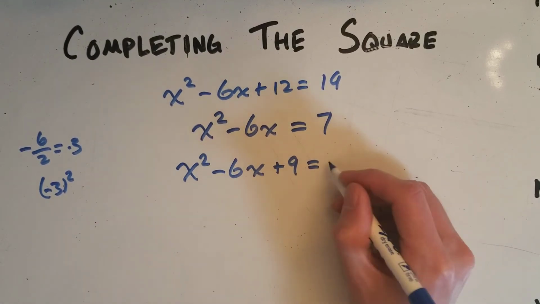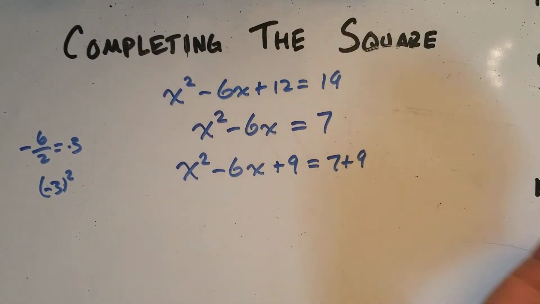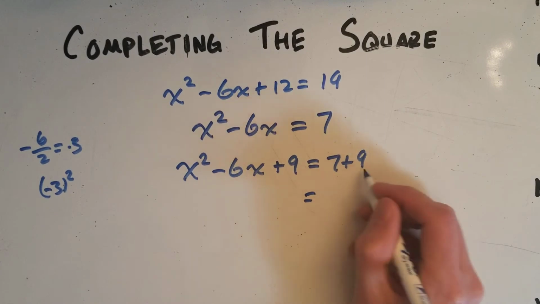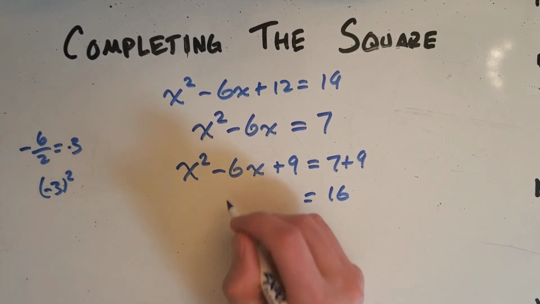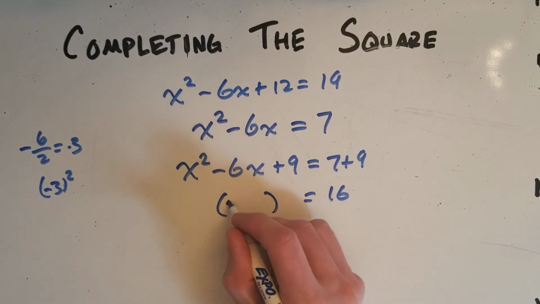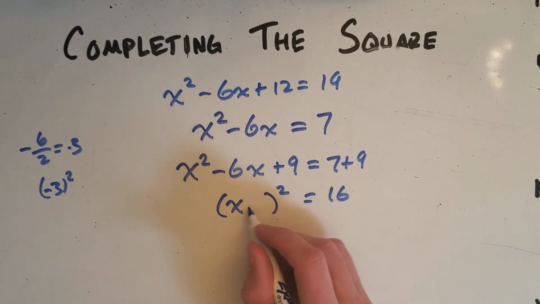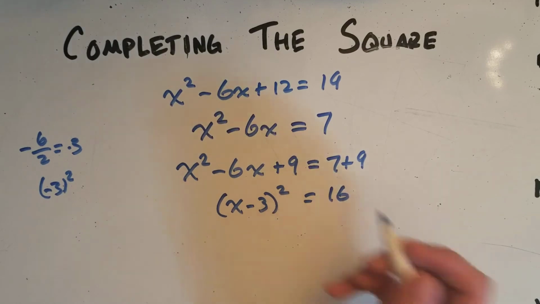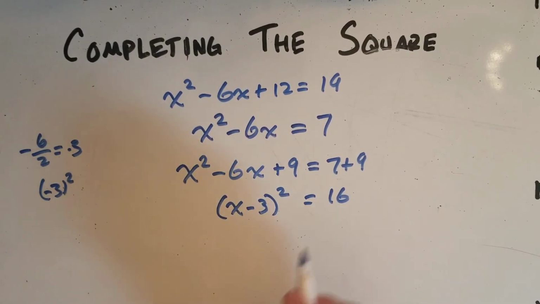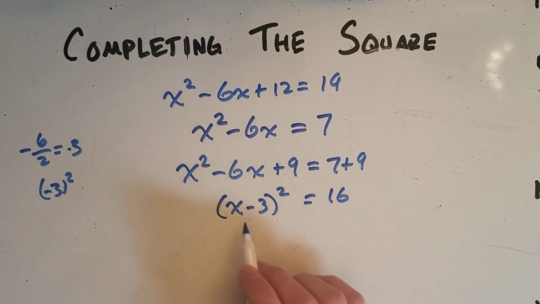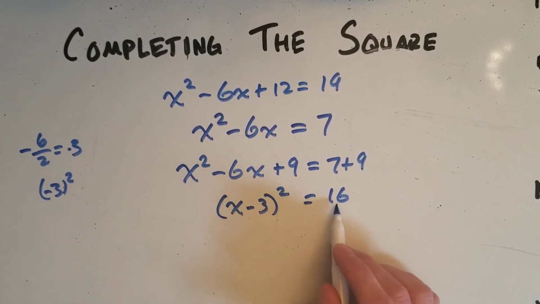If you add 9 to the left side, you have to add 9 to the right side. Properties of equality. So 7 plus 9 is 16. On the left side, the whole purpose of completing the square is so that we can write this as x minus 3, all squared. If you were to square this out, you'll end up over here.